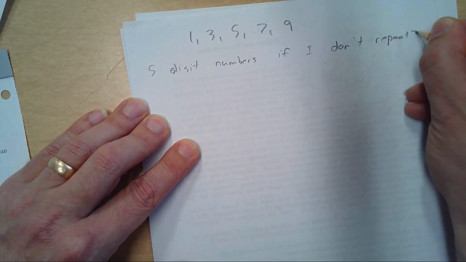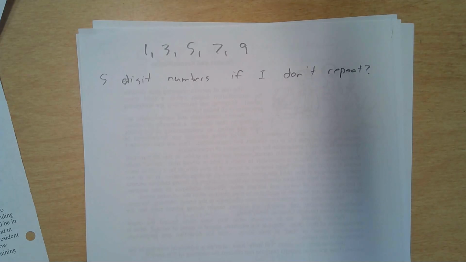Do you just need to type it all out? You can. I mean, however you want to do it, but think about it. You're multiplying. Your first digit, how many choices do you have? Your second digit, how many choices do you have? Your third digit, how many choices?